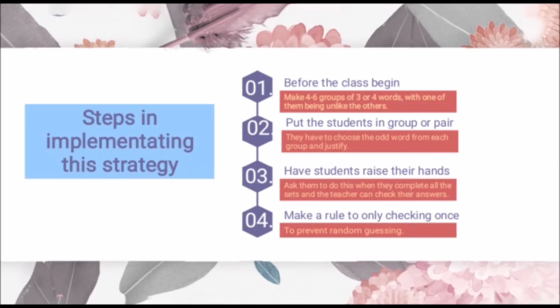The teacher asks them to do this when they have completed all the sets, and the teacher can check their answers. And then the last step is to make a rule to only check once. This is to avoid random guessing that the students may do.